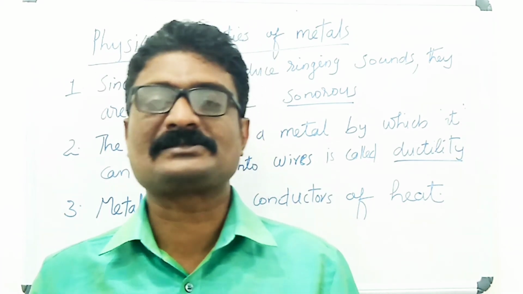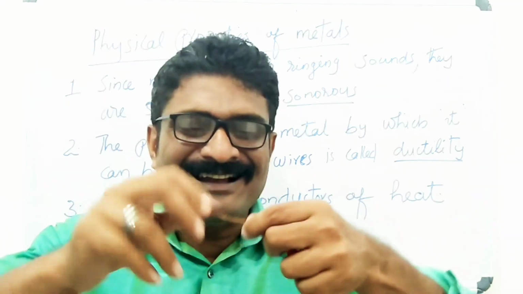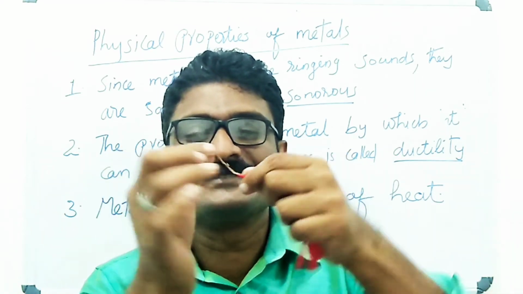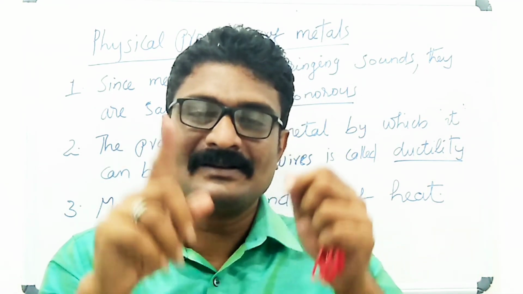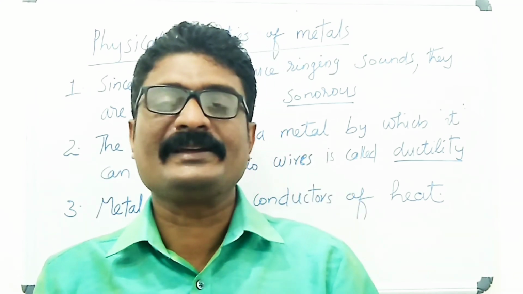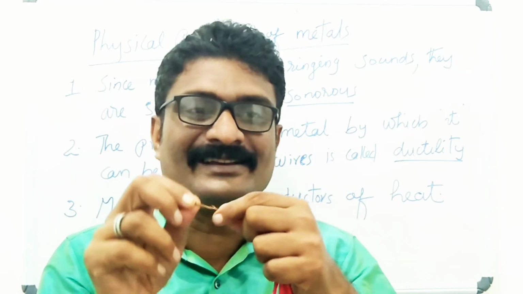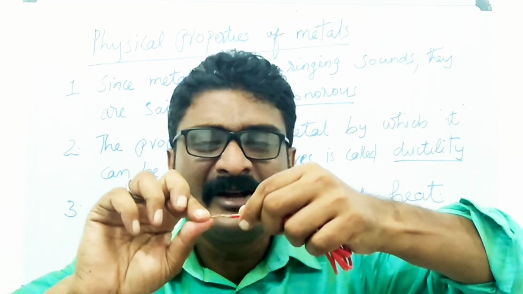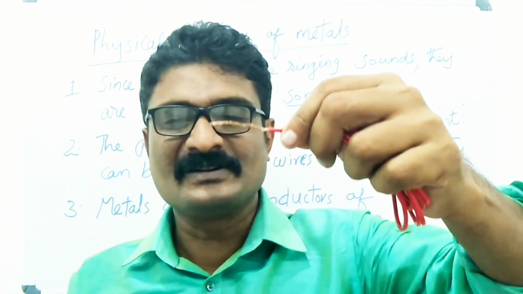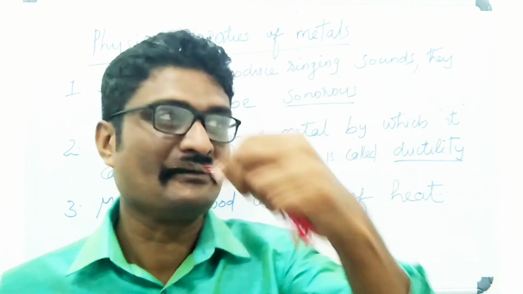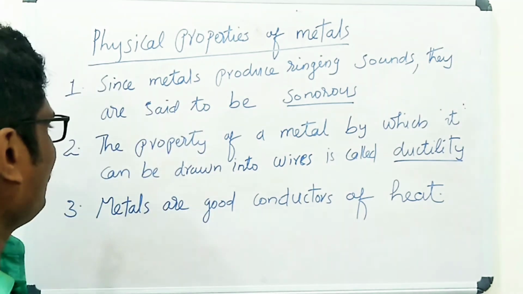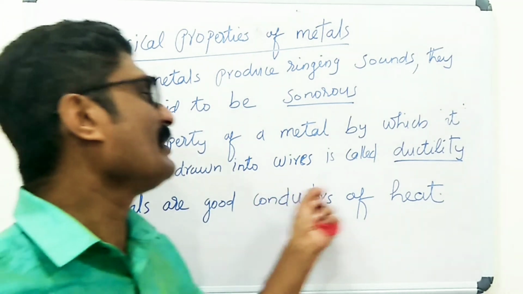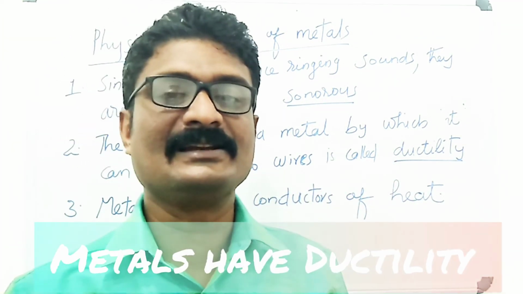First you have to melt the copper metal and then draw it into thin wires. This property is called ductility. The property of a metal by which it can be drawn into wires is called ductility. Please listen, very important physical property. The property of a metal by which it can be drawn into wires is called ductility.